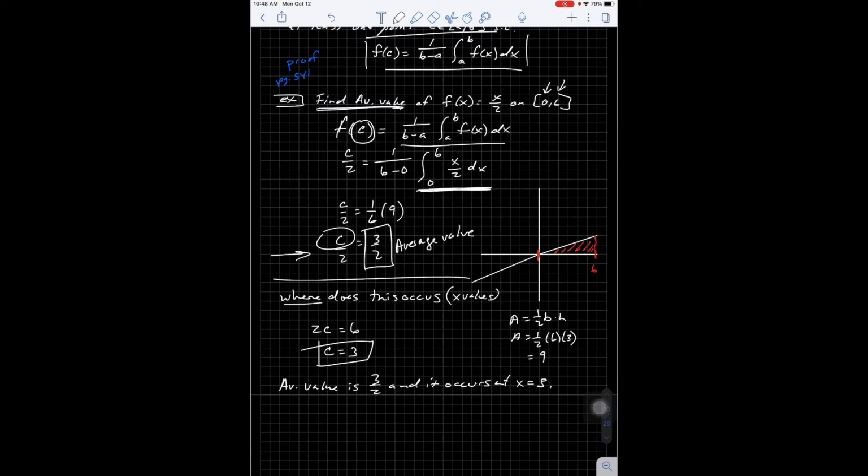So let's look at the picture. Here's 3 midway right here. The average value is 1.5 right there. And it makes sense. 3's in the middle. It's a line. It's not doing anything weird. It should be right in the middle. There will be problems that aren't lines and they're curvy, and so the geometric understanding of them might not be as clear as it is on this, but the math will be the same.